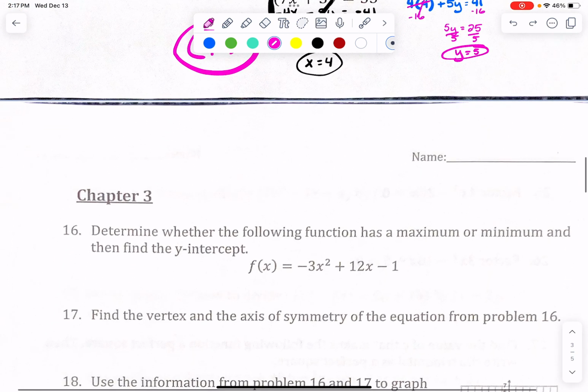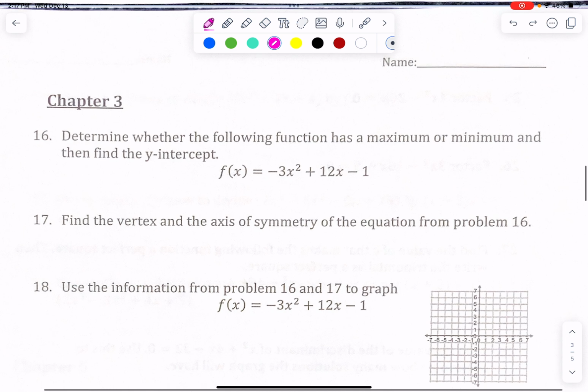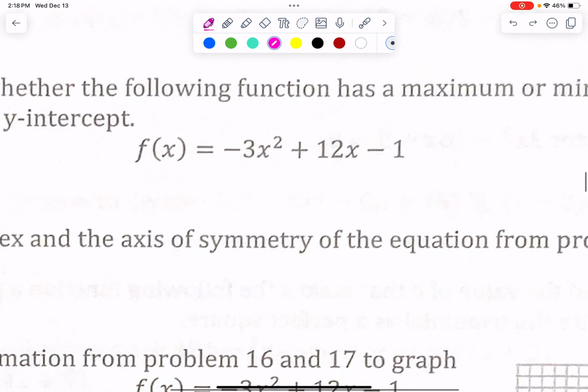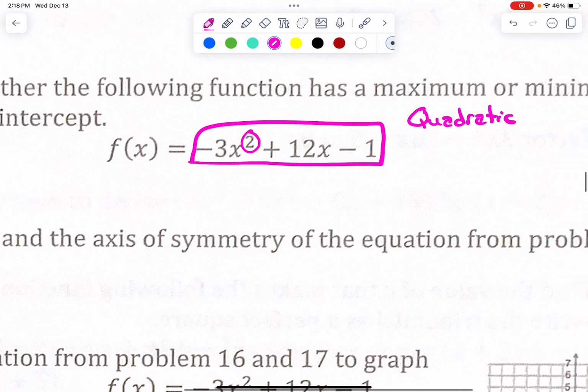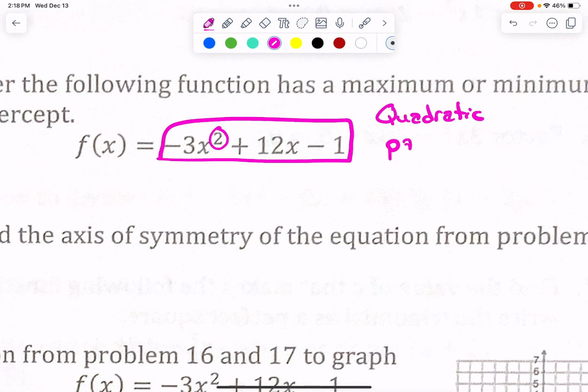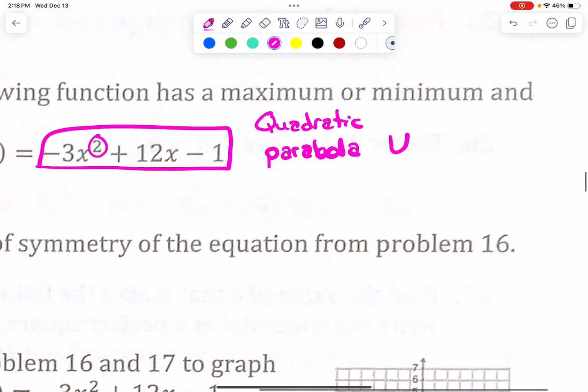Okay, a couple more. Number 16 says determine whether the function has a maximum or a minimum and then find the y-intercept. So let's just talk about what this is. His highest power is 2. He is a quadratic function, and a quadratic function looks like a parabola.